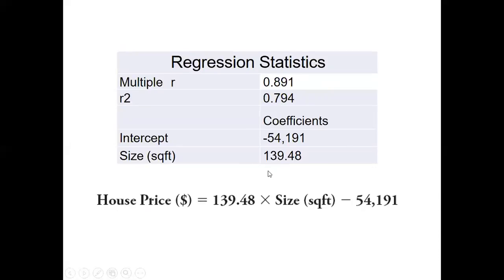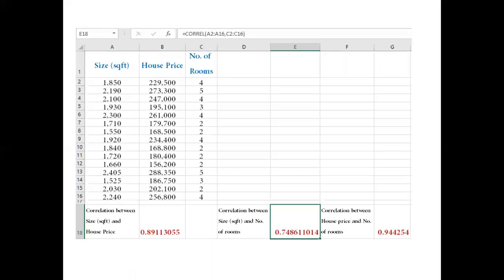Suppose one more predictor variable is made available. That is an independent variable, which we also call a predictor variable. Suppose other predictor variables are made available, such as the number of rooms in the house, as you can see in this example. It may help to improve the regression model.